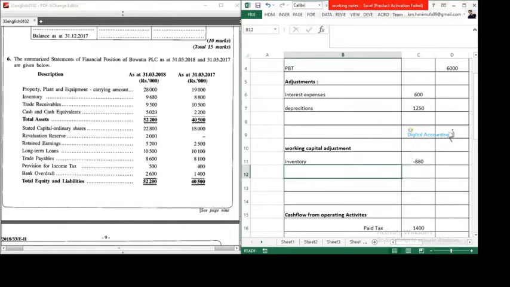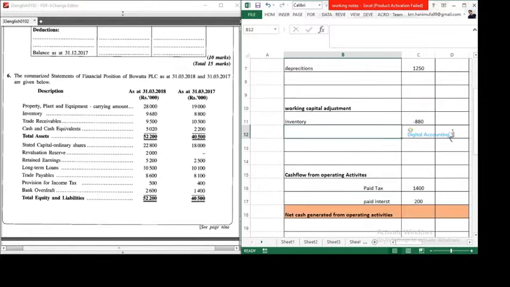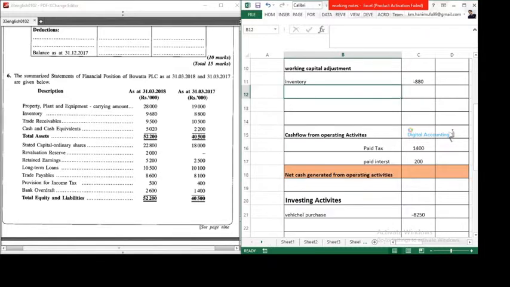Now the trade receivable, right? You can see here 10,500 and 9,500, right? There's a decrease in trade receivable. The receivable is decreased, which means cash inflow to the organization. How much? 1,000 rupees. So the trade receivable is 1,000 rupees.